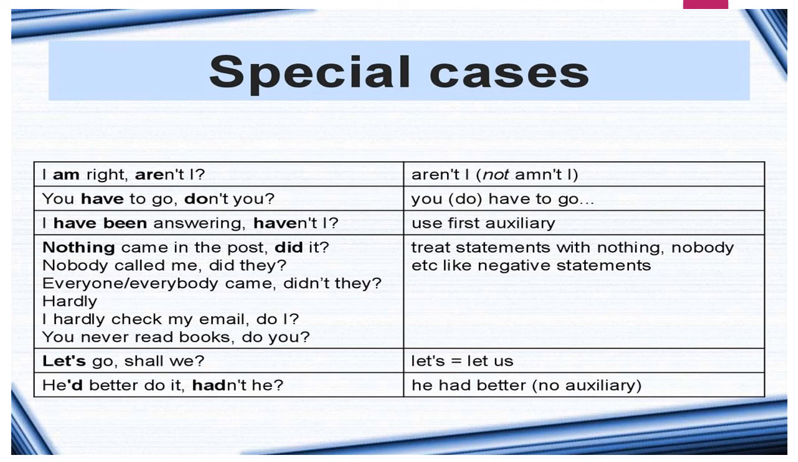Another case. Let's go. If any sentence starts with let's or let us, we have to use a common tag, that is shall we. Let's go for a movie, shall we? Let's play, shall we? Let's start, shall we?